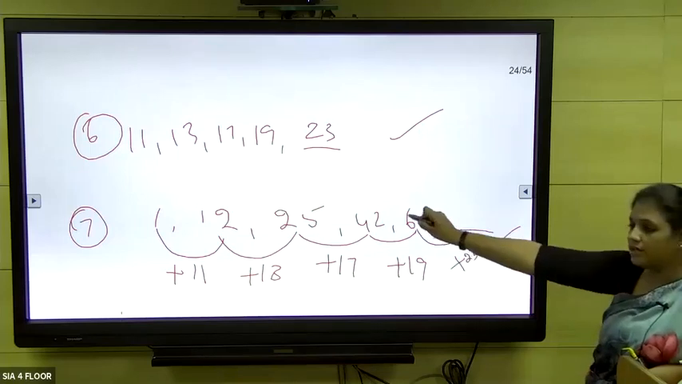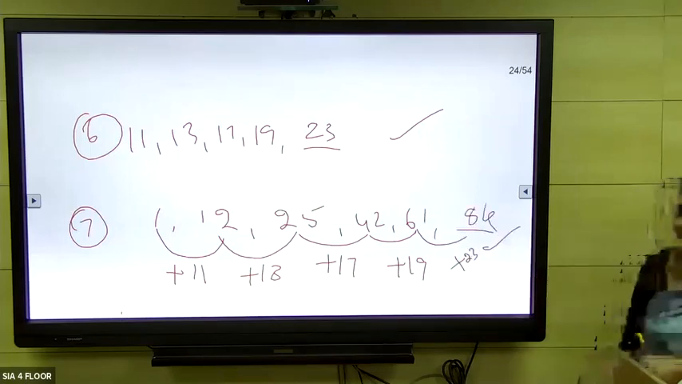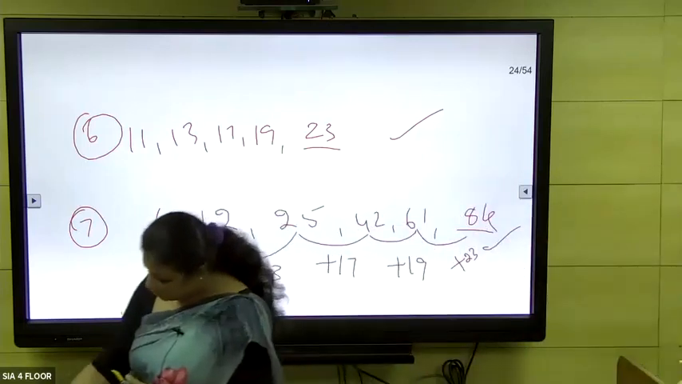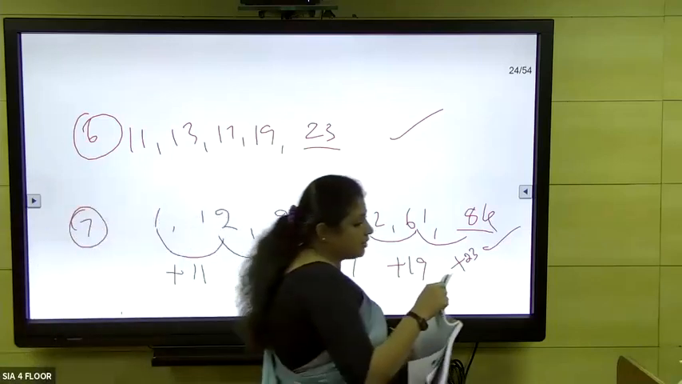So 23 should be added with this number to get the next number, which is 84. You'll find most of the CSAT questions based on these things only. Squares, primes, these things only.